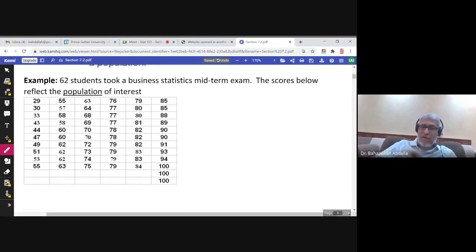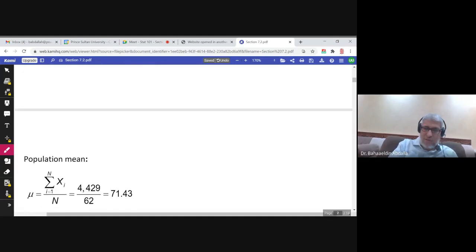Please look carefully now at this example. 62 students took a business statistics midterm exam. The scores below reflect the population of interest. So our population of interest here consists of 62 students. This is capital N, the population size. The population size is 62. And here you see the scores of the midterm exam. Of these 62 students, the lowest is 29, the highest is 100. These are the scores of the population of students.